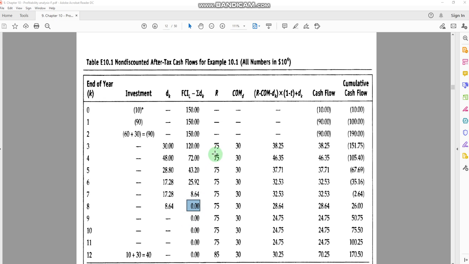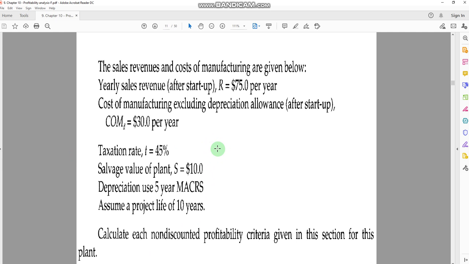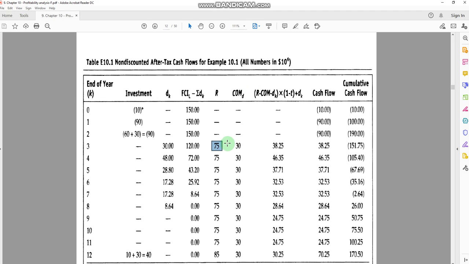Now here the revenue: you can see from year 3 we have a revenue of $75 million per year, so you have $75 million throughout. And at the end of year 12, we have to add $10 million to the $75 million, which represents the addition of the salvage value that we specified at the start of the project. So 75 plus 10 will make $85 million.